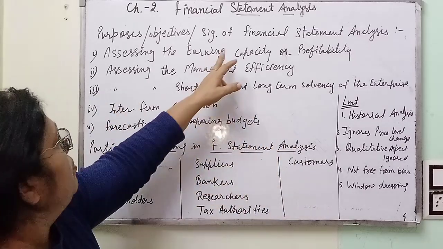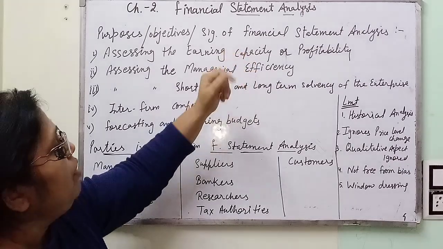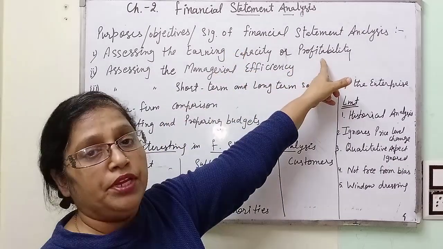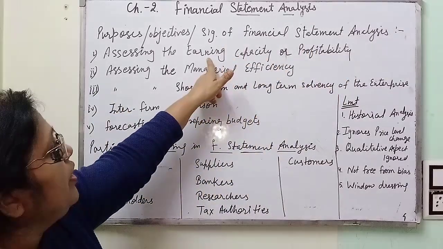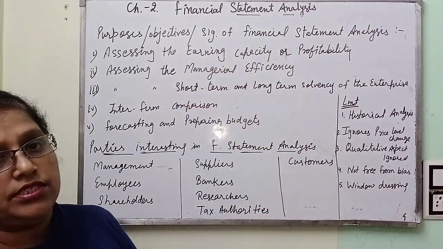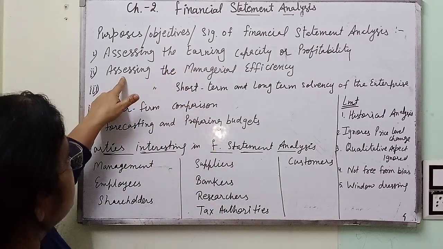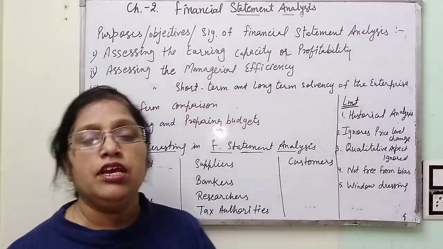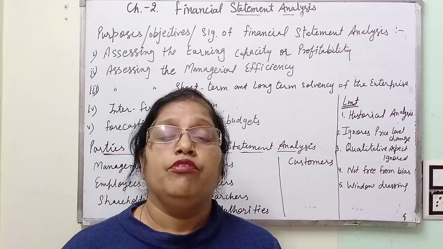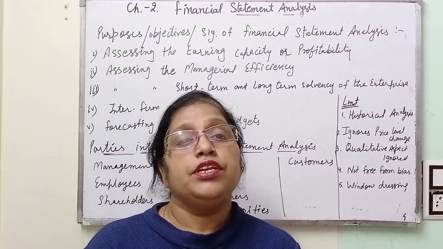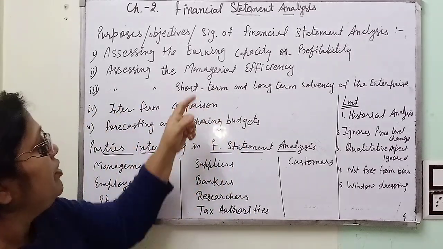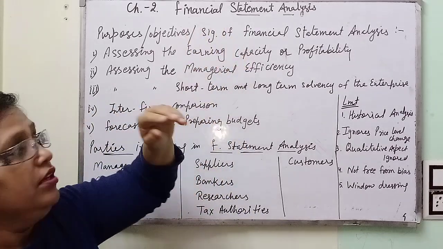Transactions like the statement of profit and loss. With the help of profit and loss, we can calculate the profitability and earning capacity of the company, that is, net profit after tax. Clear. Next is assessing the managerial efficiency, whether the management is efficient or not, and whether there is a need for improvement in the efficiency of management. It can be determined with the help of analysis only.